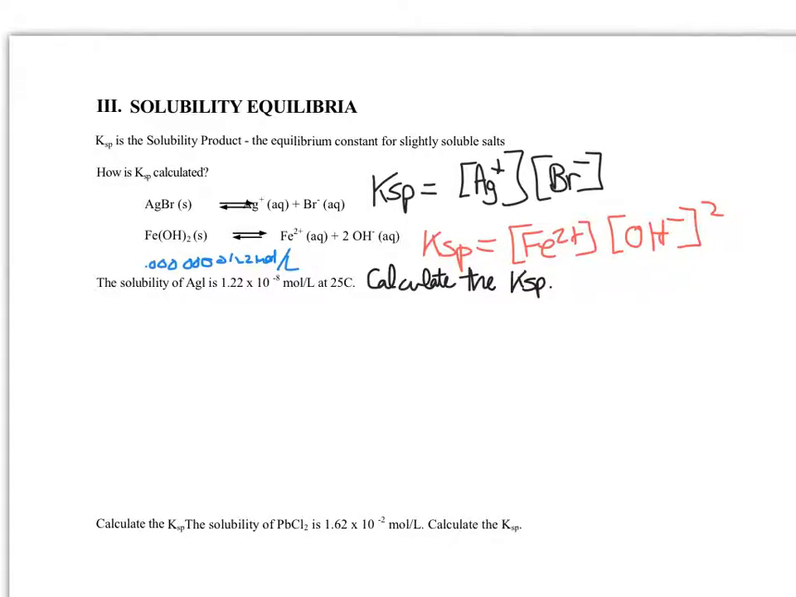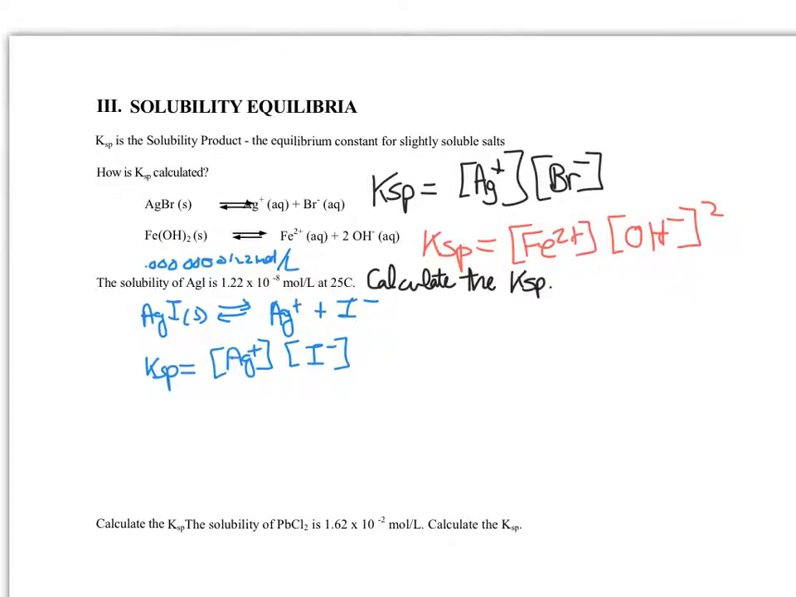Anyway, if you are trying to calculate the Ksp or K or an equilibrium constant, what you want to do is write your equation first and then write your K expression. So let's do that. AgI solid dissociates partially into Ag+ and I-. Let's write our Ksp expression: concentration of Ag+ times the concentration of I-.